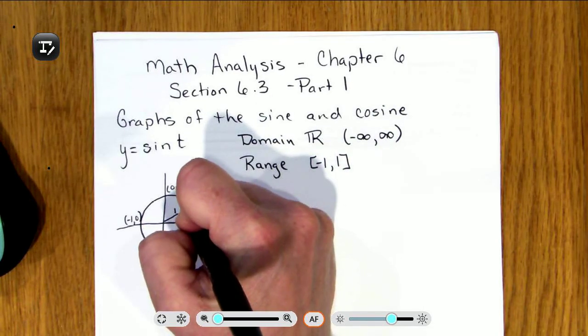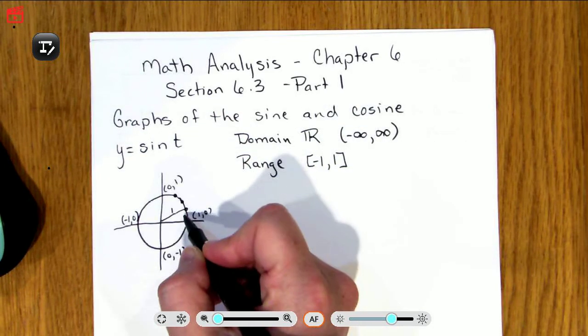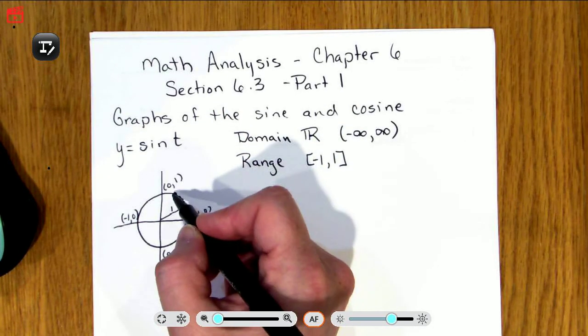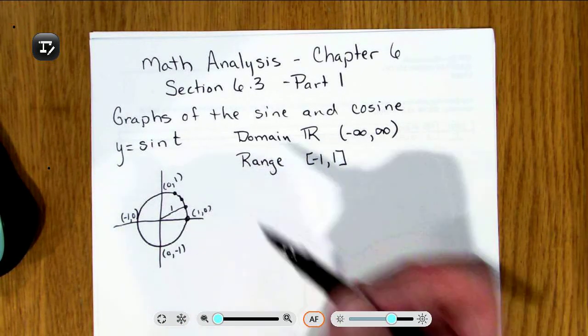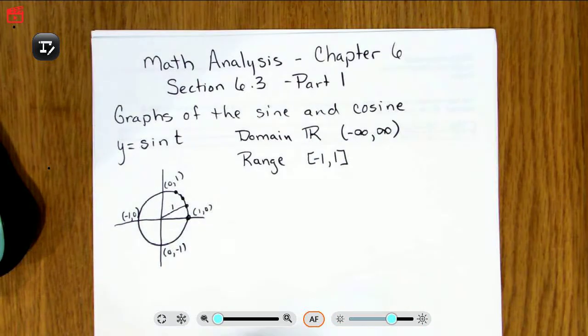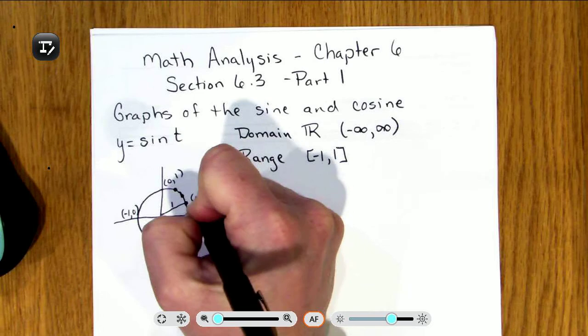Thinking of our 30s and our 45s and our 60s, or our pi over 6, pi over 4, pi over 3, and we will be doing things in terms of radians. I will make the connections again just to help strengthen that for us. This point here is going to be that.